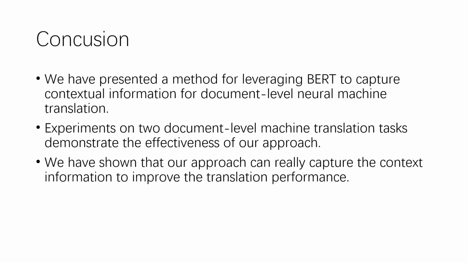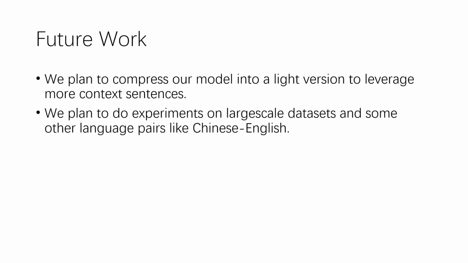We have presented a method for leveraging BERT to capture context information for document-level neural machine translation. Experiments on two document-level machine translation tasks demonstrate the effectiveness of our approach. We have shown that our approach can really capture the context information to improve the translation performance. For future work, we plan to compress our model into a lighter version to leverage more context sentences. We plan to do more experiments on large-scale datasets and some other language pairs like Chinese to English.